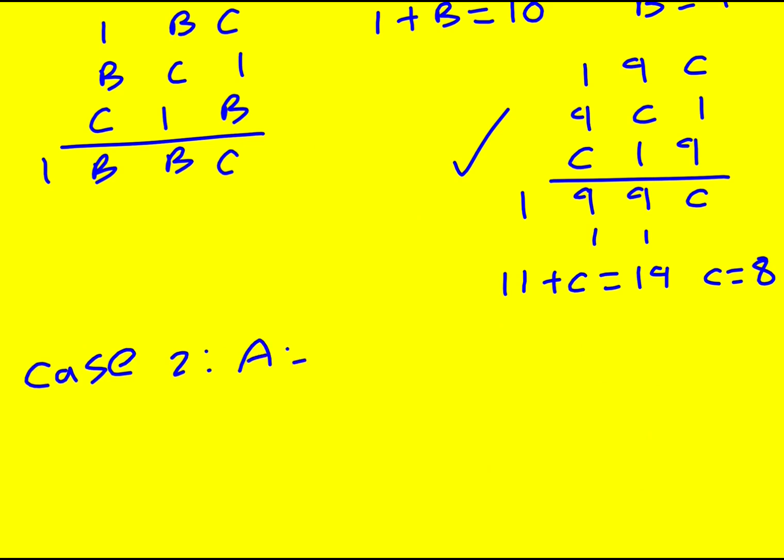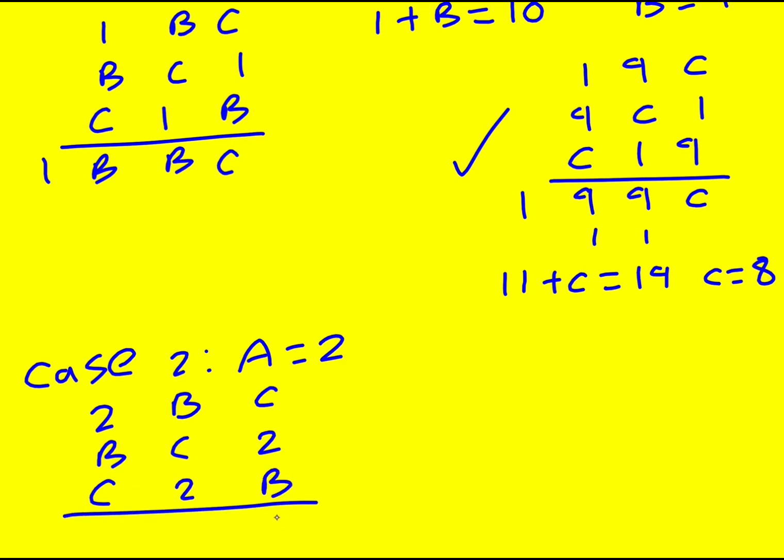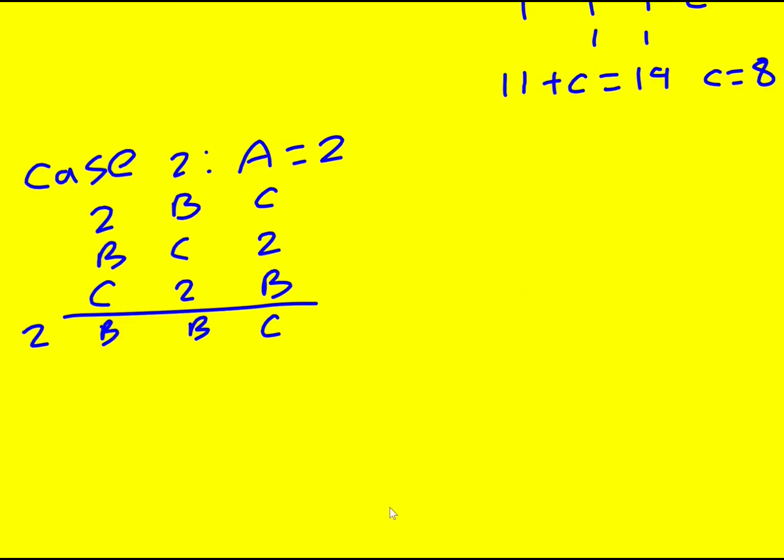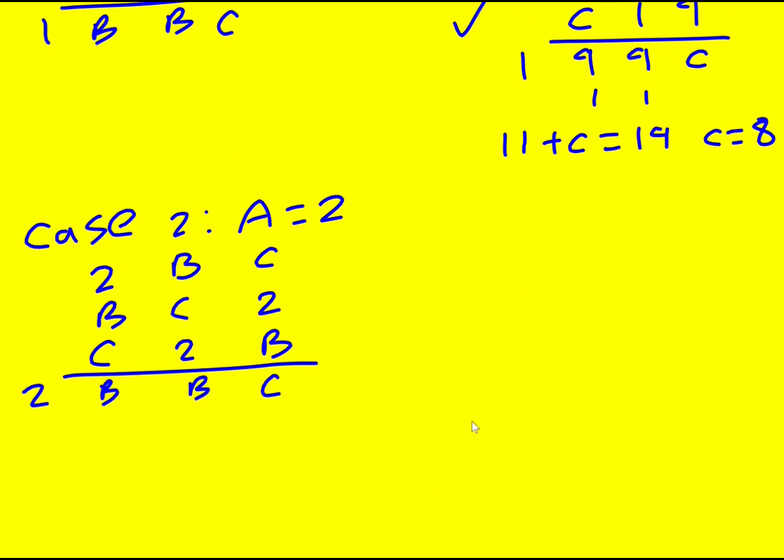Case 2, A is equal to 2. So similar now, 2BC, BC2, C2B. Okay, so this time it must be that C plus 2 plus B is equal to C plus 10. So it must be that 2 plus B is equal to 10. So B is equal to 8.